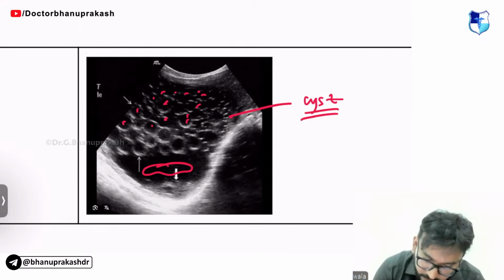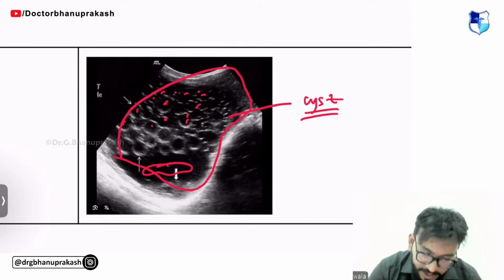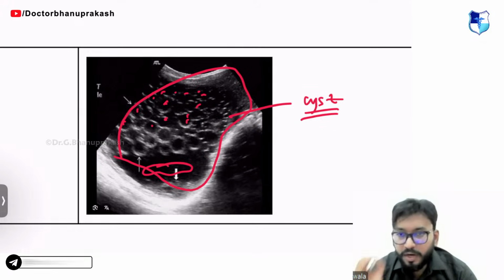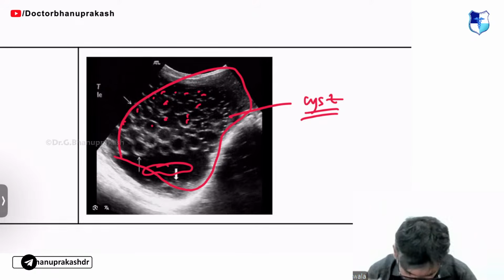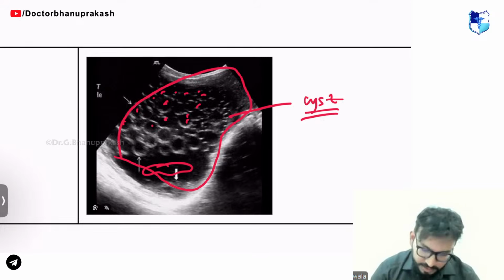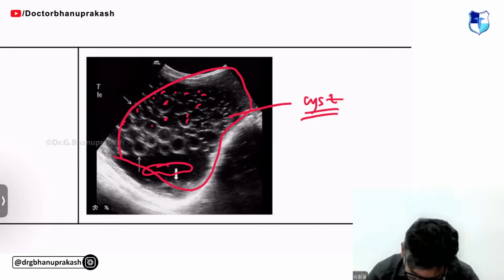Which disorder shows multiple cysts? If I tell you that this is the liver, or if I tell you that this is the lung, what comes to your mind first? Guys? So many cysts. Yes, fluid-filled cysts. What comes to your mind first is a hydatid cyst, guys. A hydatid cyst.